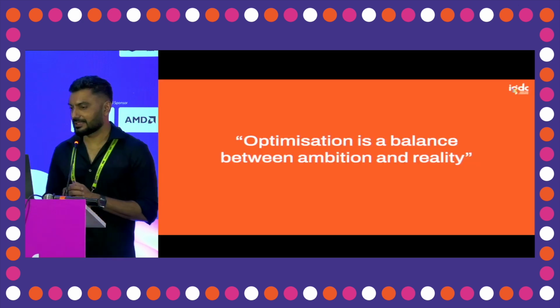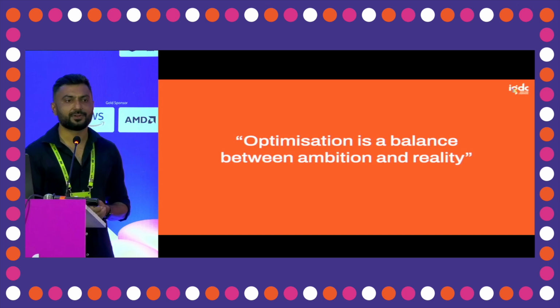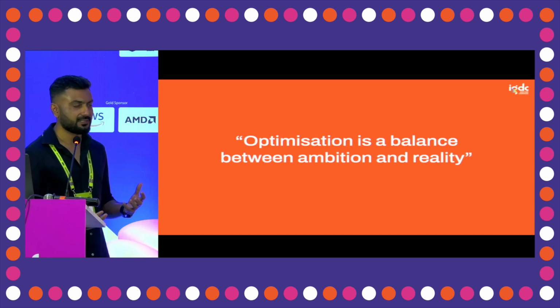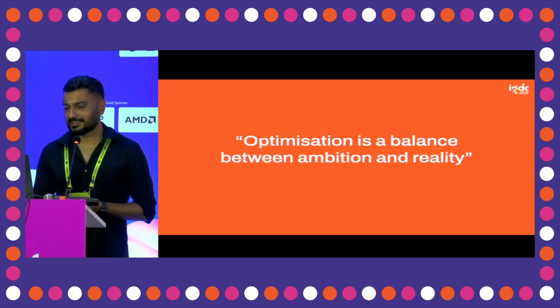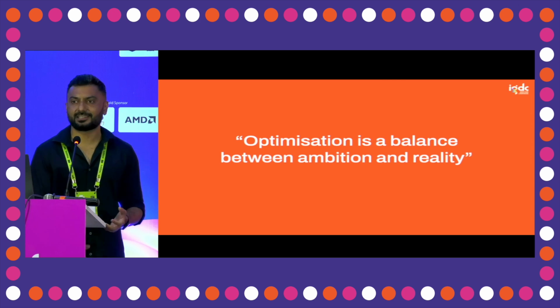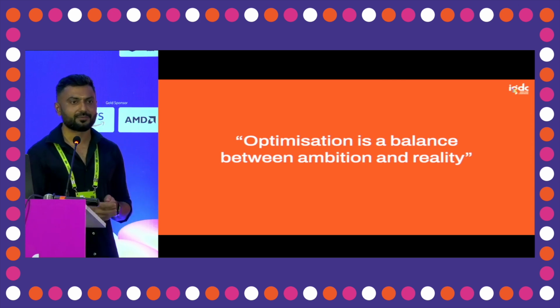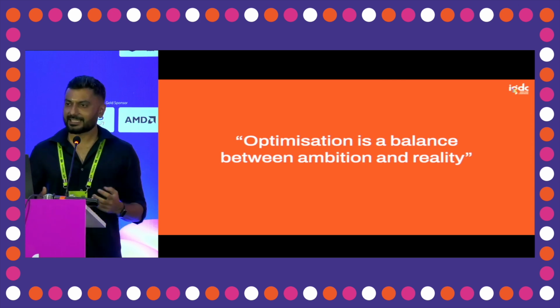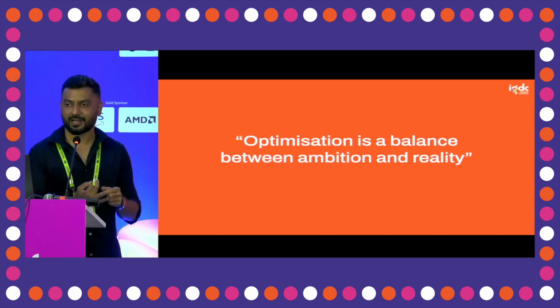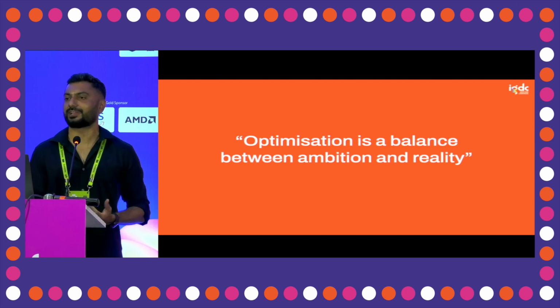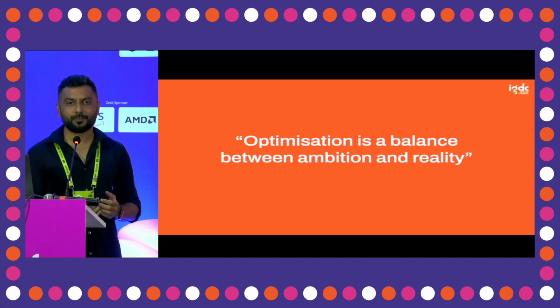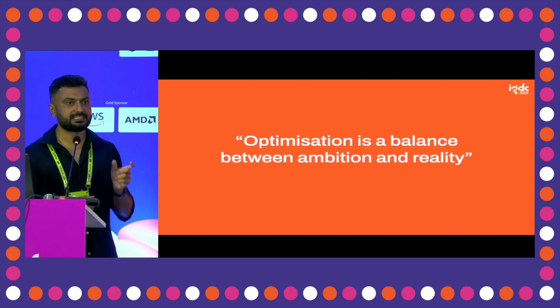Moving forward, this is my personal philosophy about optimization. Optimization is a balance between ambition and reality. Whenever you are working on a game, generally teams get very ambitious, because a team is not only one person. There are artists, designers, engineers, and everybody wants a beautiful looking game. So the scope gets escalated really fast. You have to make sure that your ambition is checked with reality.